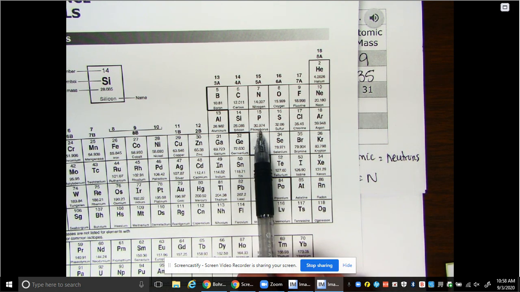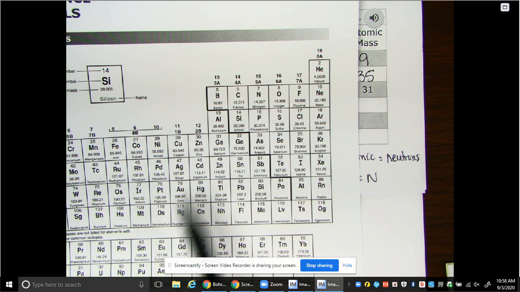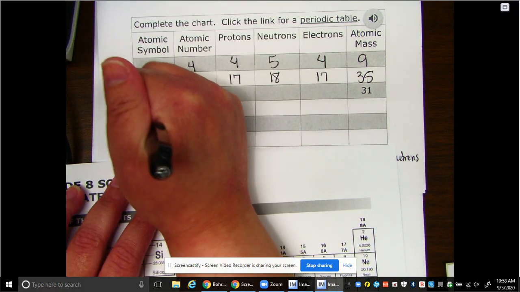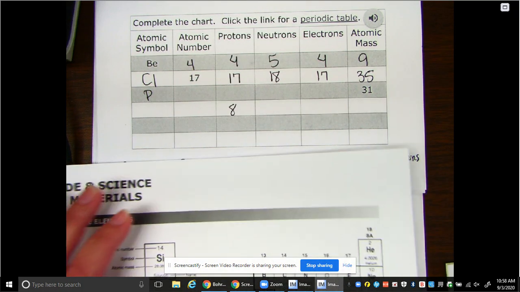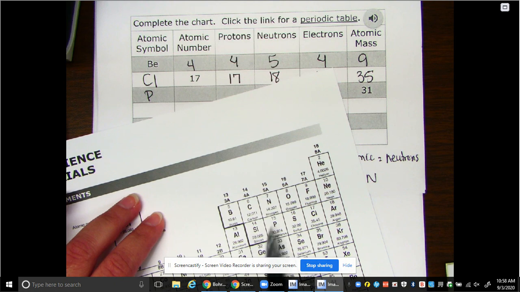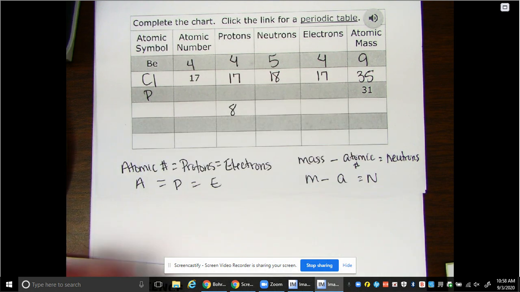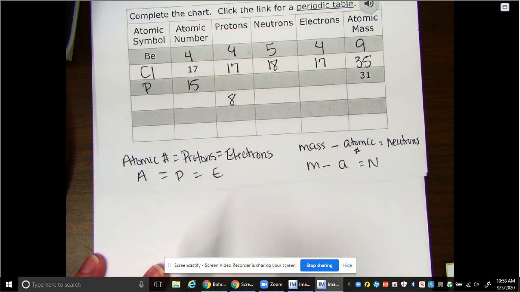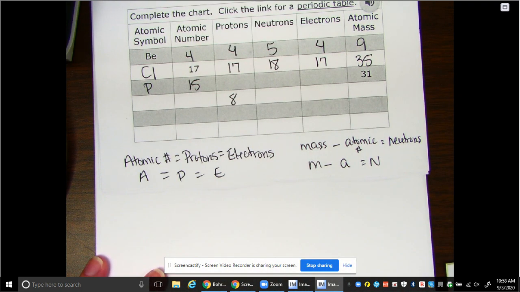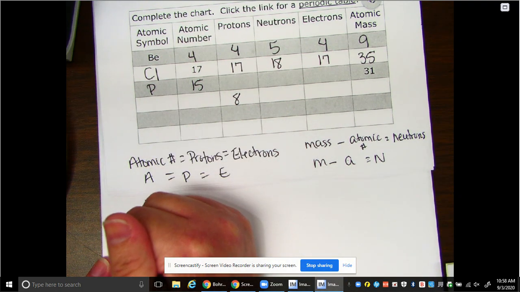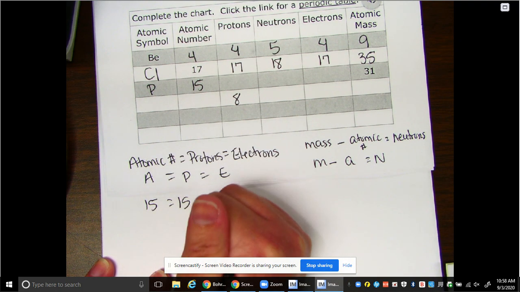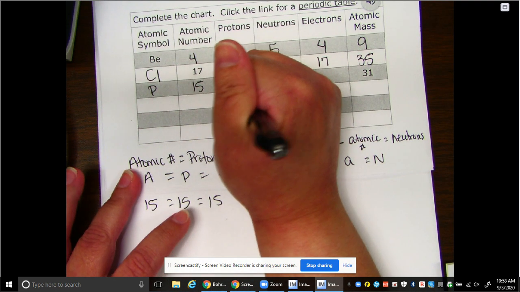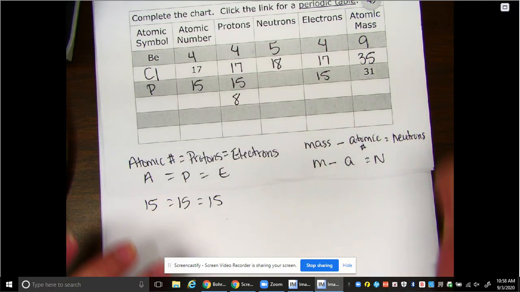So that means this element is phosphorus. Atomic number 15, symbol capital P. So I'm going to write my symbol, capital P. My atomic number, let me put this back up here. My atomic number is 15 for capital P. And so now I can start doing APE MAN to figure out the subatomic particles. My atomic number is 15. That means my protons are 15 and my electrons are 15. A equals P equals Z. 15 up here, 15 right here.